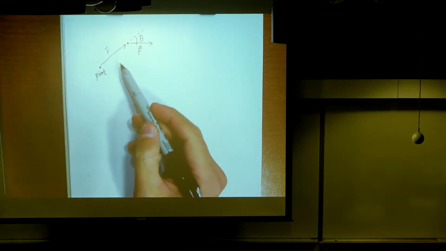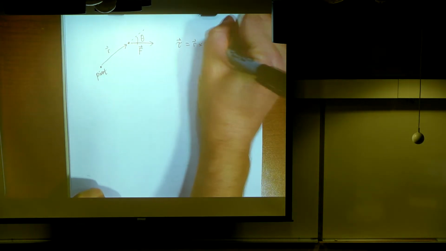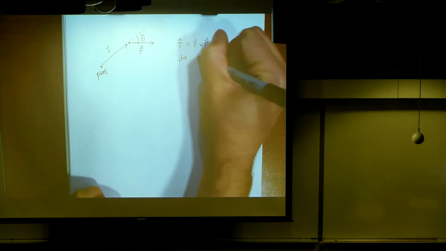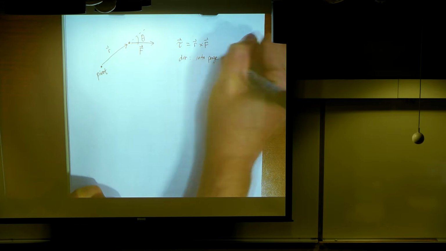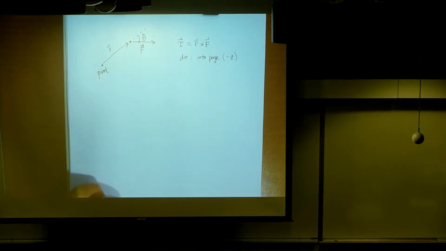This is our R vector. This is our F vector. The torque is equal to R cross F. We found through the right-hand rule that the direction is into the page, which is the minus z direction. That's the convention.